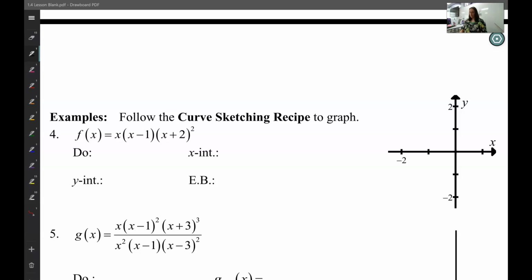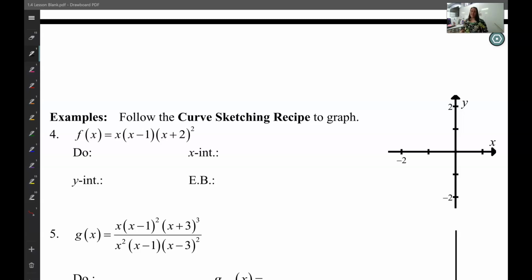Okay, let's look at number 4. Follow the curve sketching recipe to graph. So we need to list all these things first. So first thing I'm going to notice about this is not a fraction, which means I don't have any asymptotes in this one. No asymptotes, no holes, because I don't have anything on top and bottom that can cancel because there's no bottom. I don't have any asymptotes because there's nothing that will make the denominator 0.